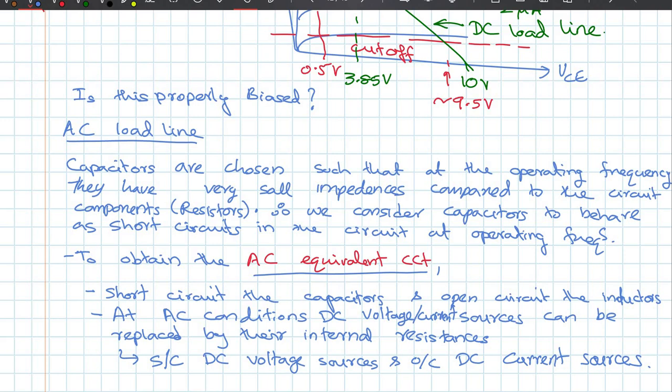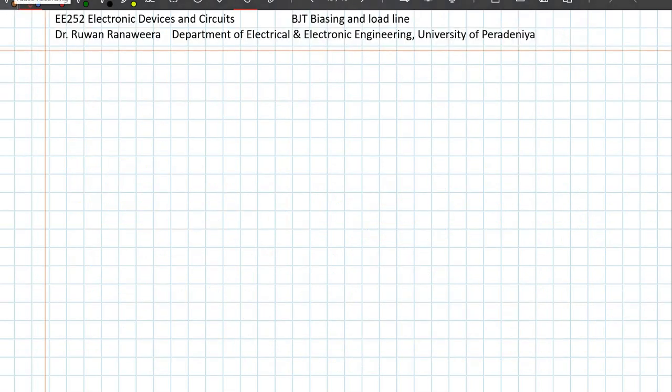So therefore, when we draw the AC equivalent circuits, any DC voltage sources like the VCC, we short circuit because the internal resistance is almost zero. And if we had any independent DC current sources, we just open circuit them. Okay, so this is what we do, and we use these rules to draw the AC circuit. So what do we end up with? Let's do that next. Okay, so let's draw the AC circuit.